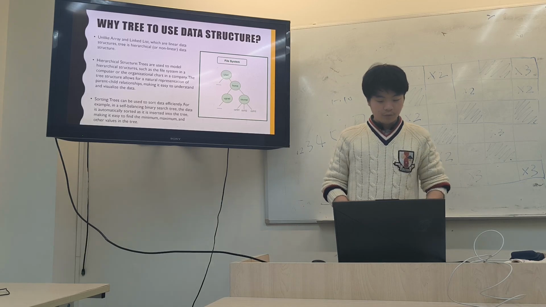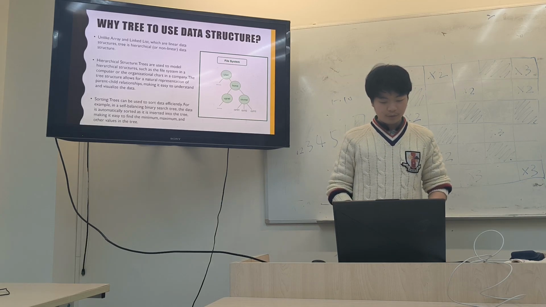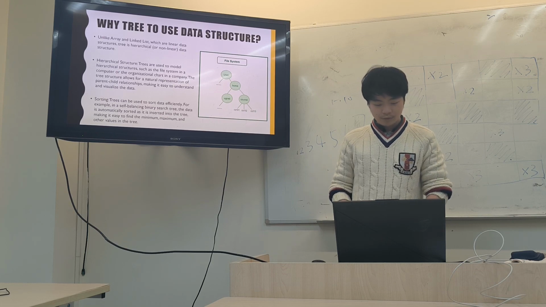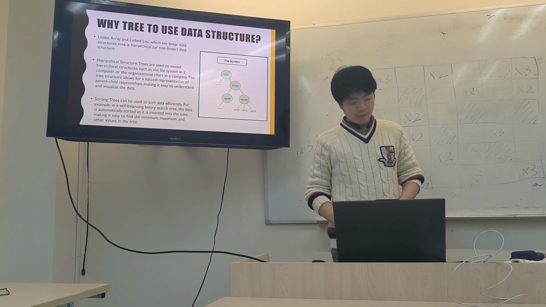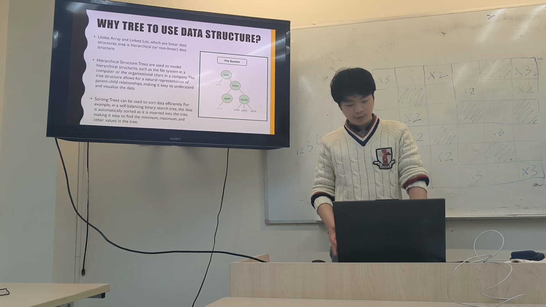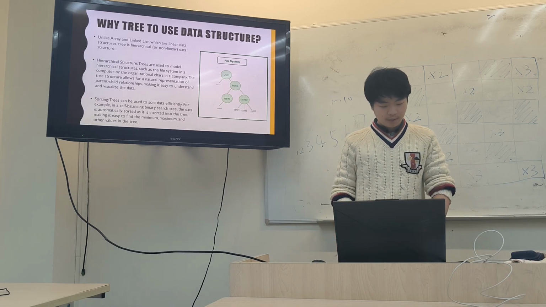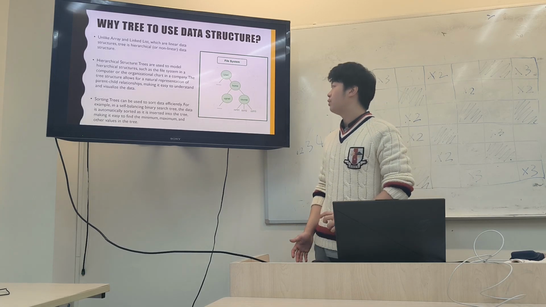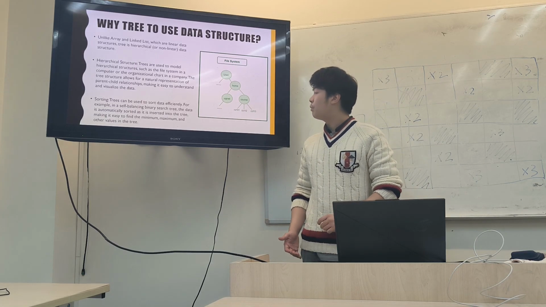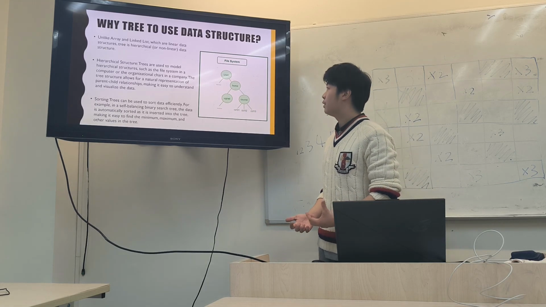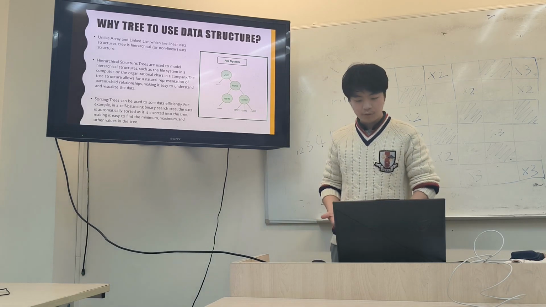And trees are also used in sorting because, for example, in a self-balancing binary search tree, the data is automatically sorted as it is inserted into the tree, making it easy to find the minimum, maximum, and other values in the tree. So in sorting, later when we talk about sorting algorithms, we'll also sometimes use trees.